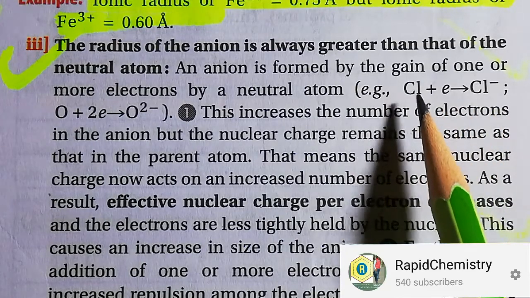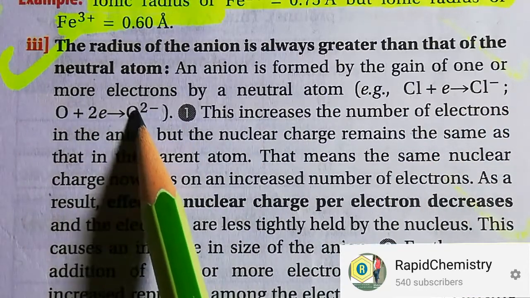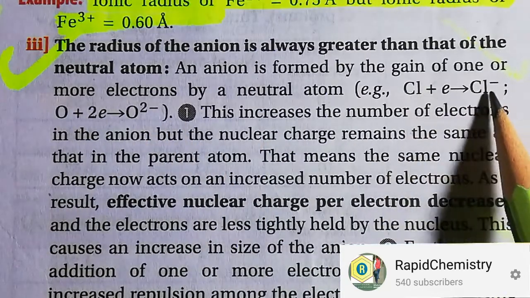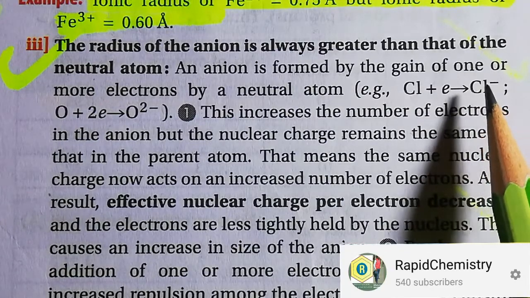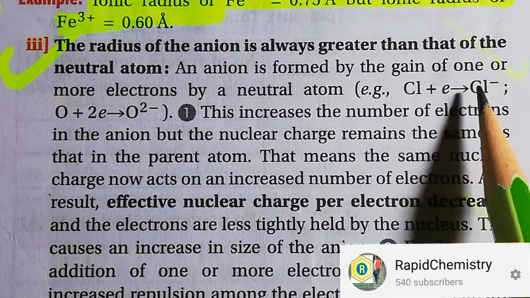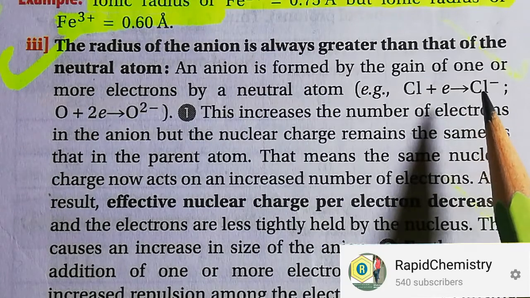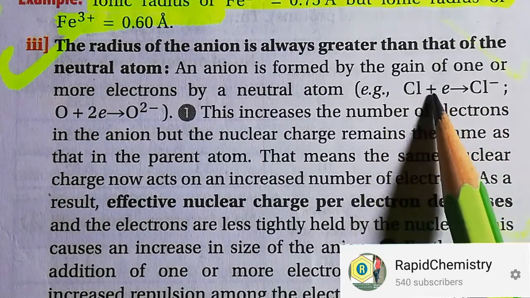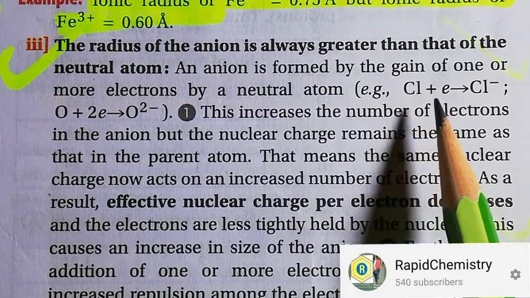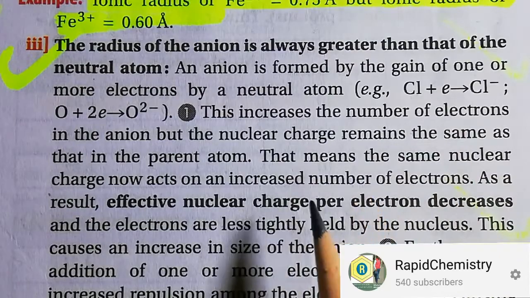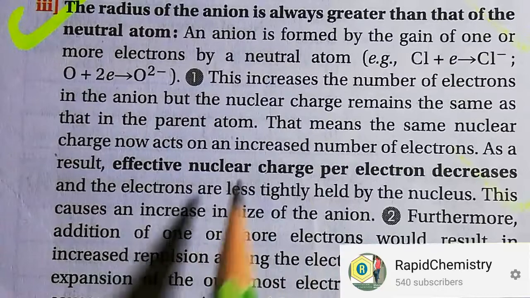So whenever an atom forms anions, oxygen forms oxide ion or chlorine forms chloride ion, the number of shells does not change, but the number of electrons increases compared to protons. The electron which is taken up by the atom gets repelled by the existing electrons, and that's why the size increases.